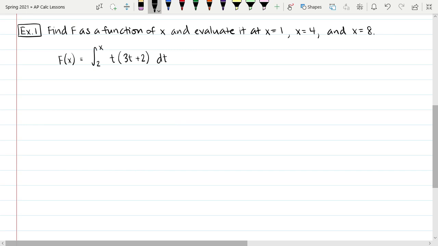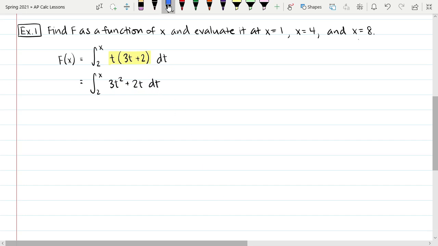Okay, here's an example. We're going to find big F as a function of x, and then evaluate it at x equals 1, x equals 4, and x equals 8. Here our big F of x is defined as the definite integral from 2 to x of t times 3t plus 2 dt. Just like before, the first thing we're going to do is simplify that integrand so that we can work with it. So this is really the integral from 2 to x of 3t squared plus 2t dt.